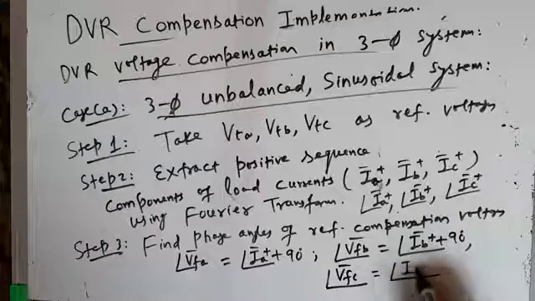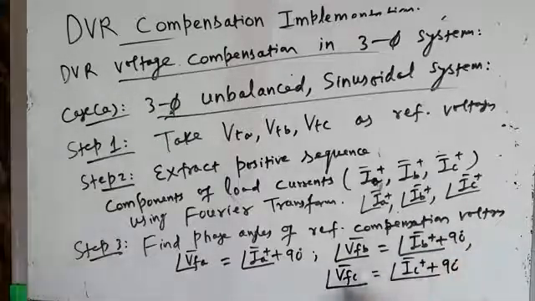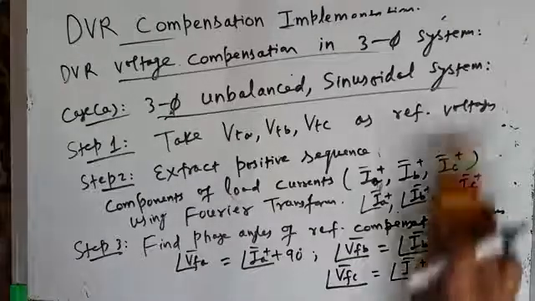You have the information of positive sequence component of line current IC, add 90 degrees to it, so that will mathematically give you the phase angle of VFC. Okay. Once you have done this, you have now two equations, equation A or equation B.